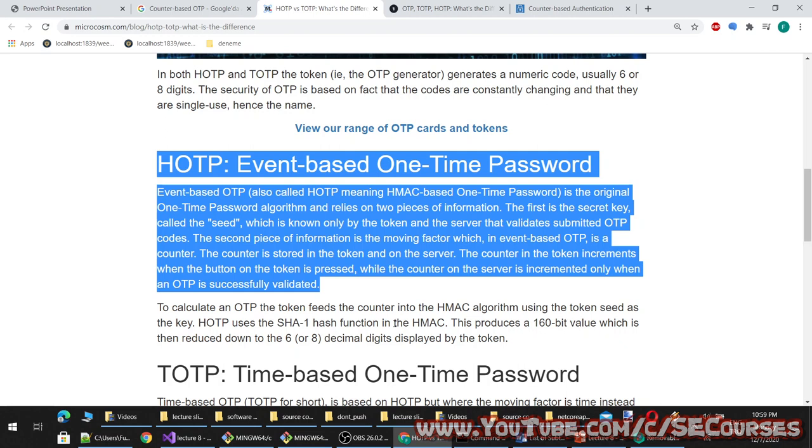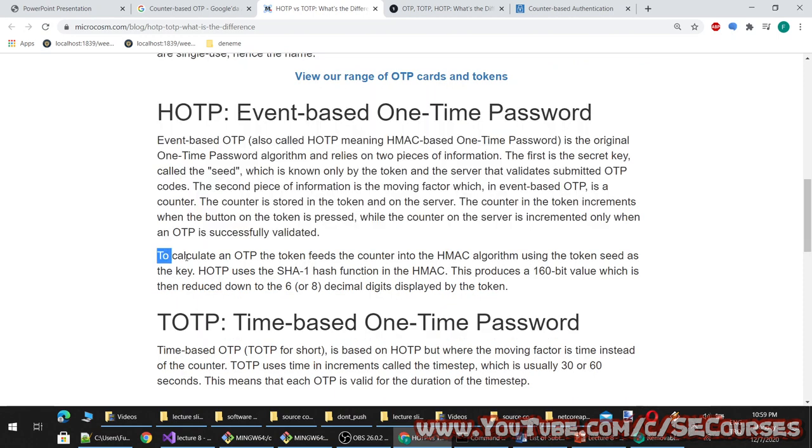The counter is stored in the token and on the server. The counter in the token increments when the button on the token is pressed, while the counter on the server is incremented only when an OTP is successfully validated.